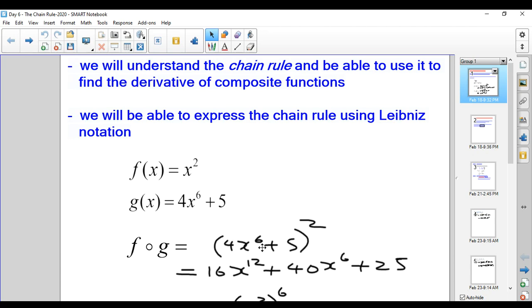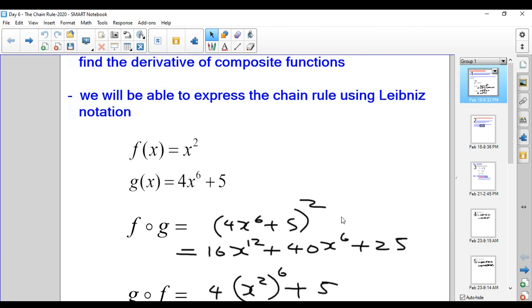So I'm taking the 4x^6 plus 5, and I'm basically squaring it. And if I wanted to continue that, I could simply square the first term, which gives us 16x to the power of 12, multiply these two terms together, which would be 20x to the power of 6, and doubling it. That's how we square a binomial. And then we square the last term. That's where these three terms come from. So the f of the g of x for these two functions turns out to be what you see here, 16x^12 plus 40x^6 plus 25.